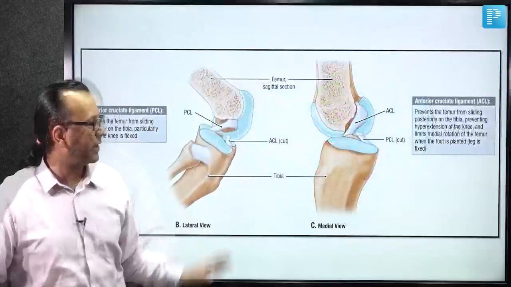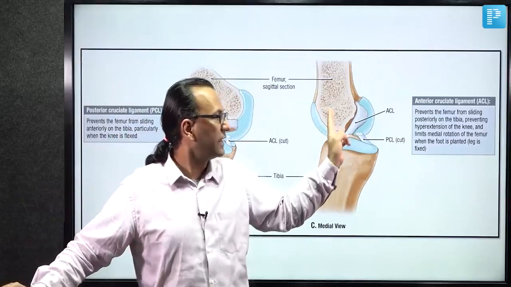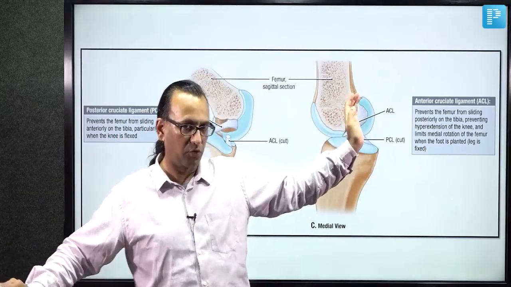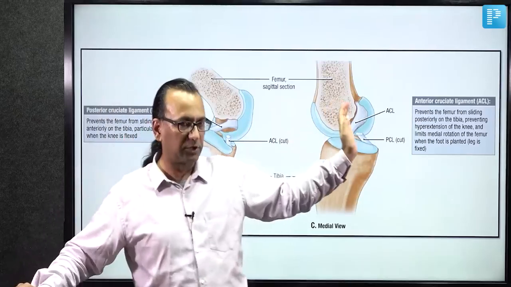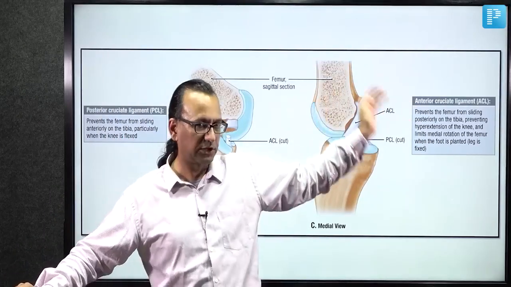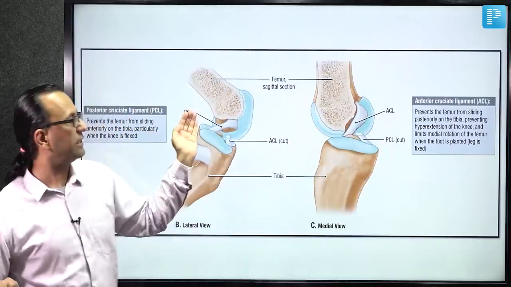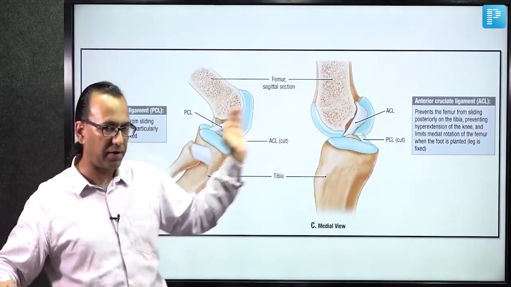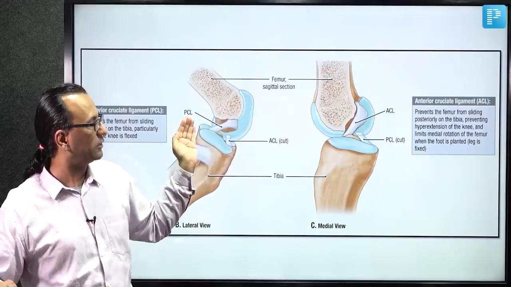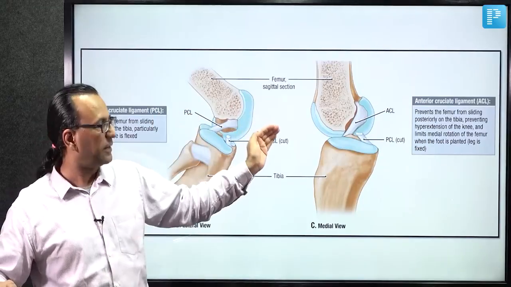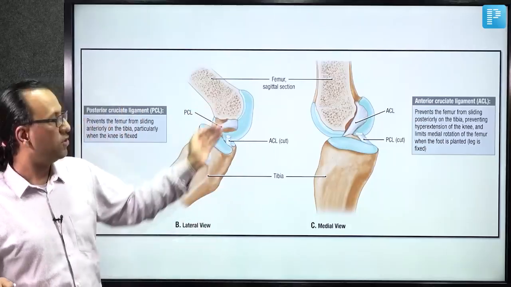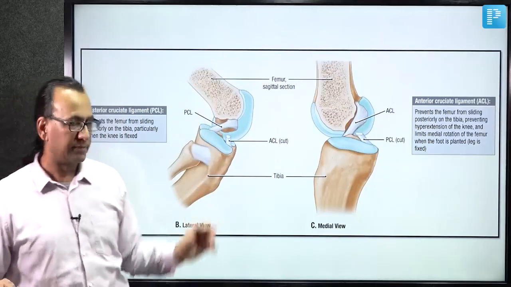And as we have already mentioned, the ACL attaches anteriorly on the tibia and then runs backward, upward, and lateral towards the femur. It is the ACL which prevents posterior displacement of the femur and limits hyperextension at the knee joint. On the other hand, the PCL attaches posteriorly on the tibia and runs towards the femur anteriorly, and it is the PCL which prevents the anterior displacement of the femur on the tibia, and it works during flexion at the knee joint.